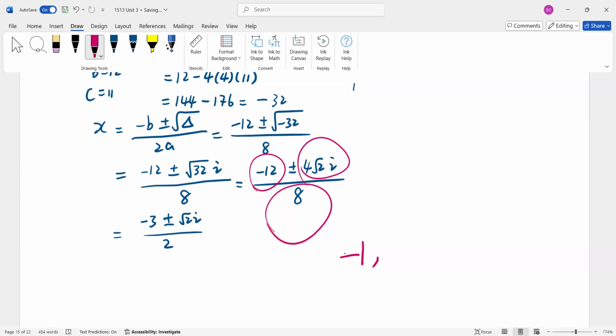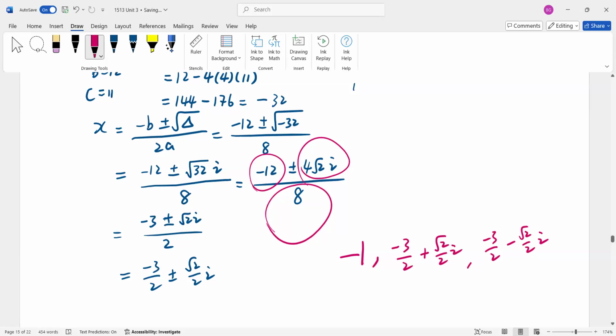The first one is -3 over 2 plus root 2 over 2i. I can rewrite this as -3 over 2 plus or minus root 2 over 2i. And then the other one is a conjugate, -3 over 2 minus root 2 over 2i. If the polynomial function ever has non-real complex roots, then it's going to have the complex roots as pairs, because the conjugate also is a root. We got all 3.